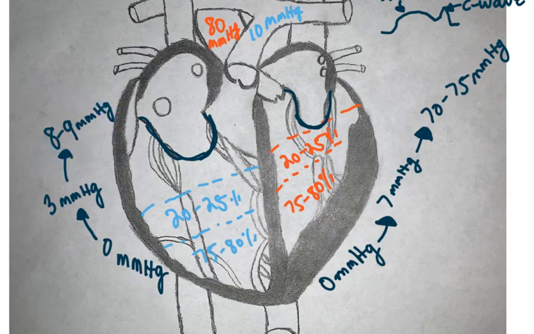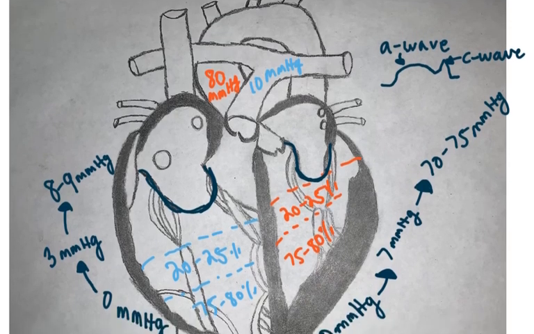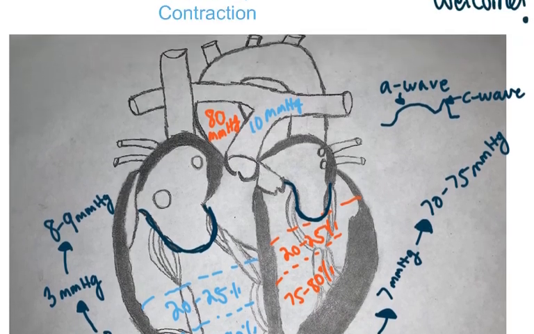And so in the isovolumetric contraction phase, there's no blood entering the ventricles and no blood leaving the ventricles. And that's pretty much it for the isovolumetric contraction phase.